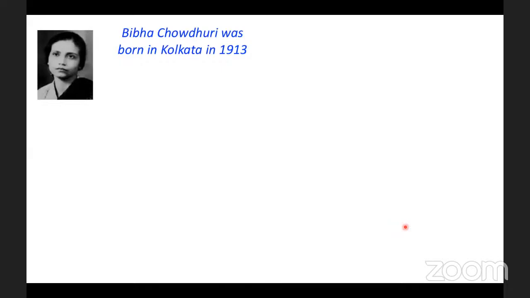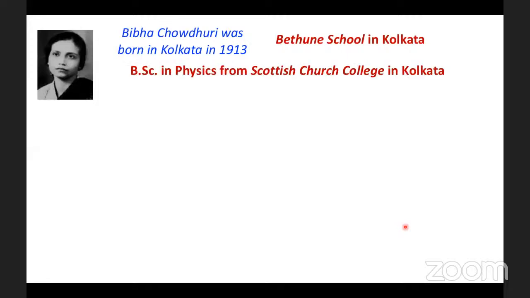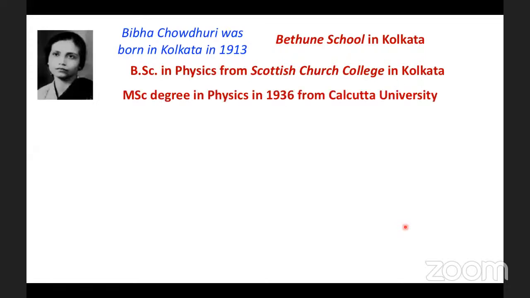Bibha Chaudhary was born in Kolkata in 1913. She went to Bethune School in Kolkata. That's where her schooling was. Then she did her BSc in physics from Scottish Church College in Kolkata. That was a time when women did not especially study physics. And she was one of the very early pioneers. Then in 1936, she did a master's degree in physics from Calcutta University. Again, this is very pioneering. Even today, you don't see many women doing physics. And during that time, it was a very unusual feat.